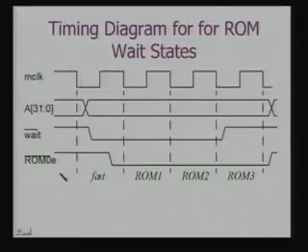But now let's look at this timing diagram. Effectively, this wait goes low here, and this ROM enable has to be active for this time period, because these are the 4 cycles which are required for the access. So this is the timing diagram that would be there when I am using a ROM which requires 4 clock cycles for an access.